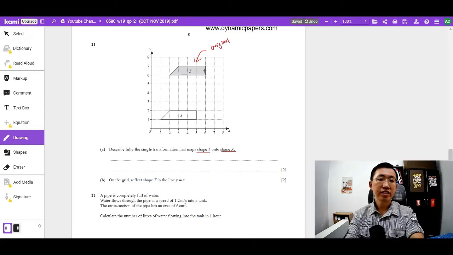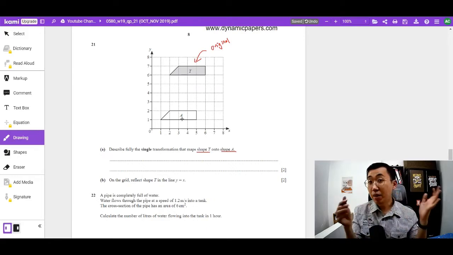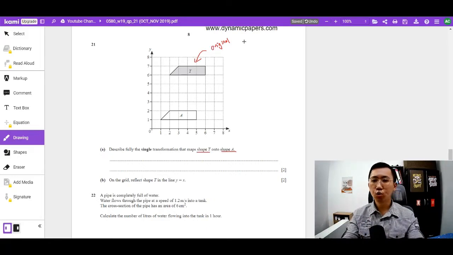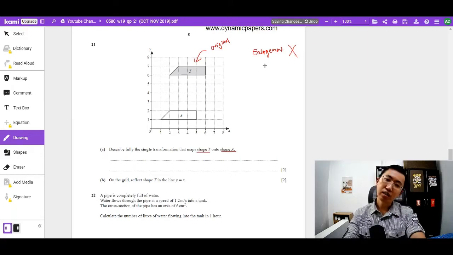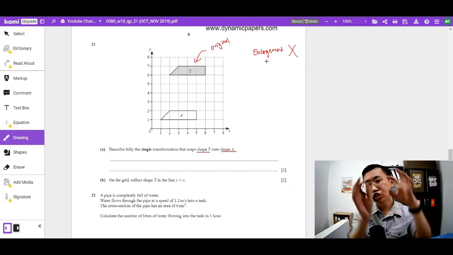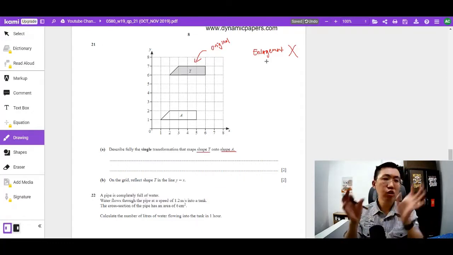Alright, so I already digested the information. So how does T become A? Does it become bigger or smaller, right? So no, I can see it's the same size. So enlargement is out. I'm teaching you right now how to see the transformation. No, it's not enlargement. Okay, the next transformation is the shape rotating clockwise or anti-clockwise.